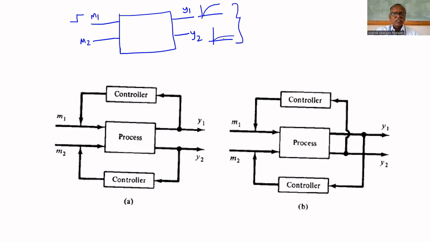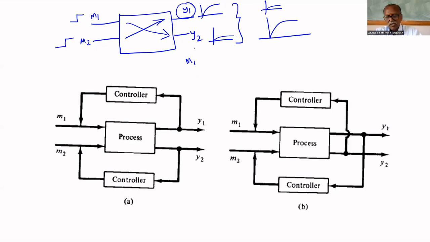But if M1 is going to be used to control Y1, it also affects Y2. This is called interaction. M1 has interaction on Y2. Similarly, if you adjust M2, Y2 changes, and Y1 also changes. How much Y1 changes because of the change in M2 is called interaction. So this interaction must be minimum for a particular combination. That also we have to see.